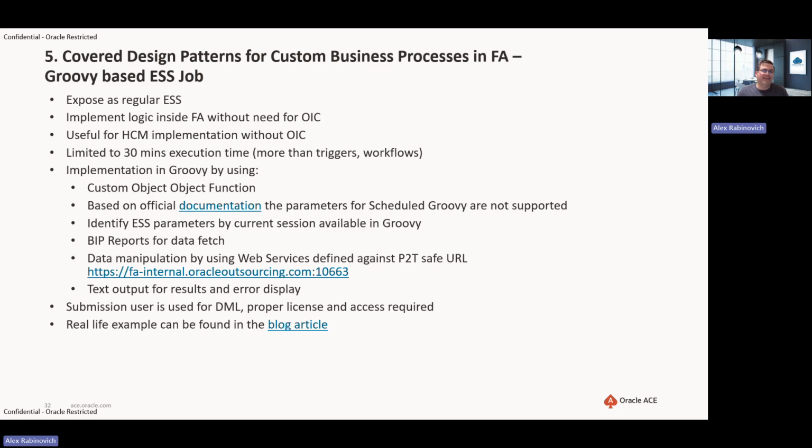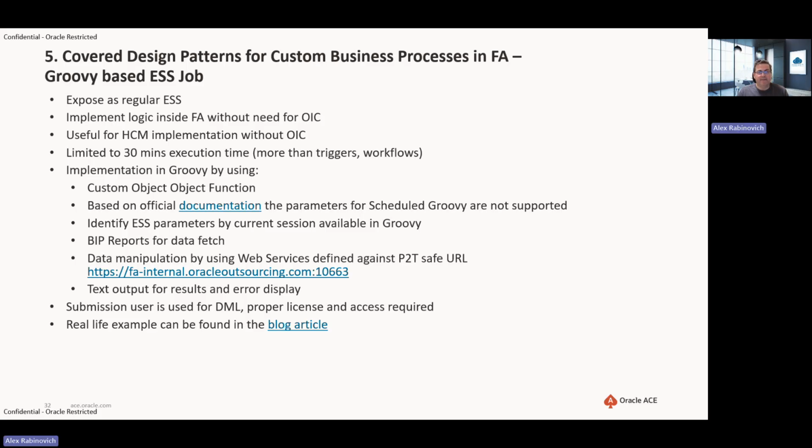We can use any data manipulation. Of course, we can use a view object that is exposed to CX, but we can also use any REST endpoint, any SOAP we can use within our Groovy. And of course, as I mentioned before, to be P2T safe, we should make sure that we always use FA internal URL and not hard coding dev, test, or production URL.